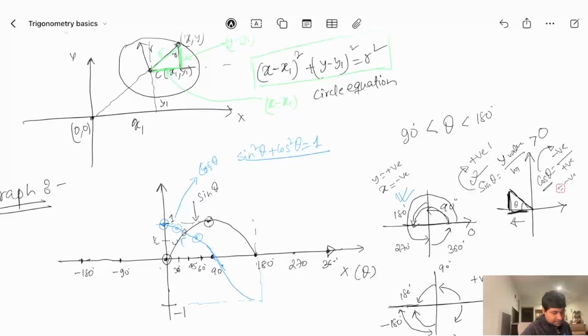And what is the value of sine at 180? It will be 0 again. Now the same story goes for here as well.